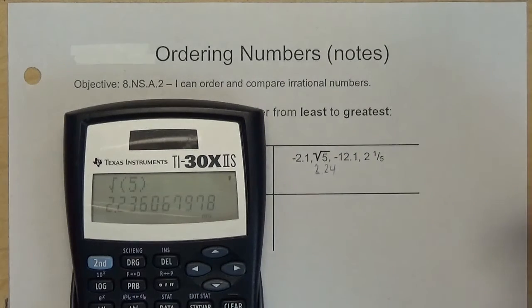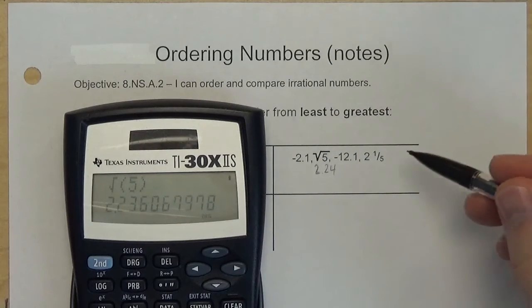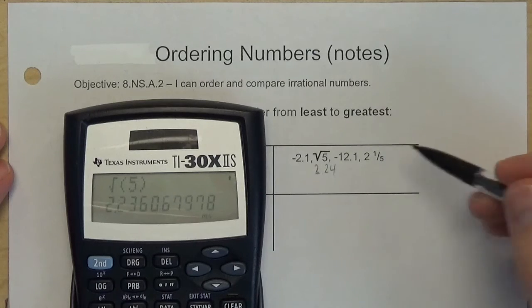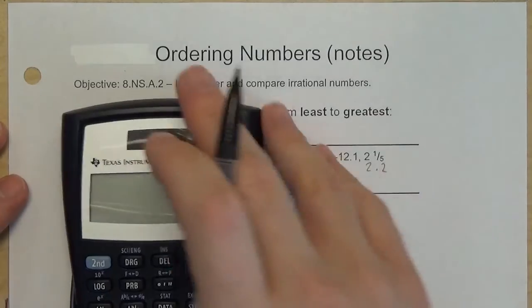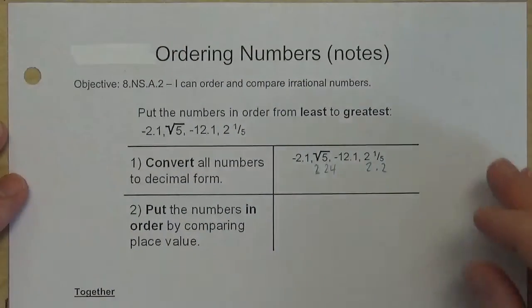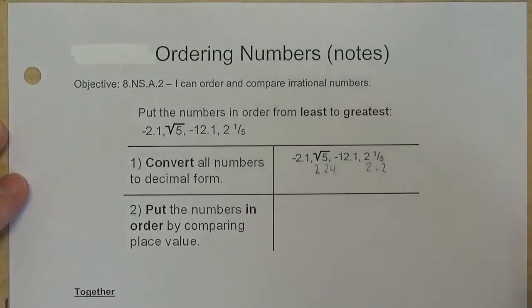2 1/5, I don't need my calculator for that. We talked about this in class. If it's a denominator of 5, you just double the numerator there, and that's your number after the decimal. So this is 2.2. So now we're going to put the numbers in order, and we're going from least to greatest. So the first thing I notice is I have some numbers that are negative and some that are positive.